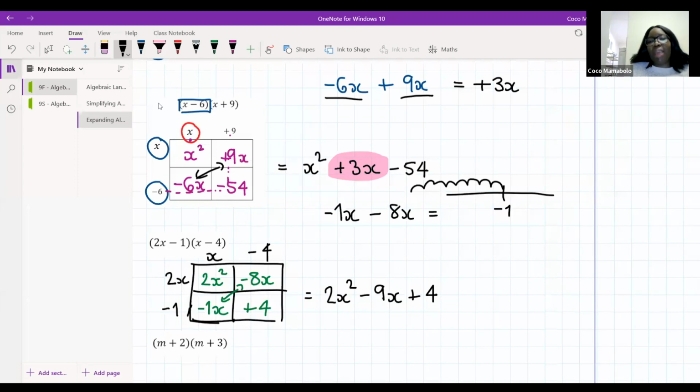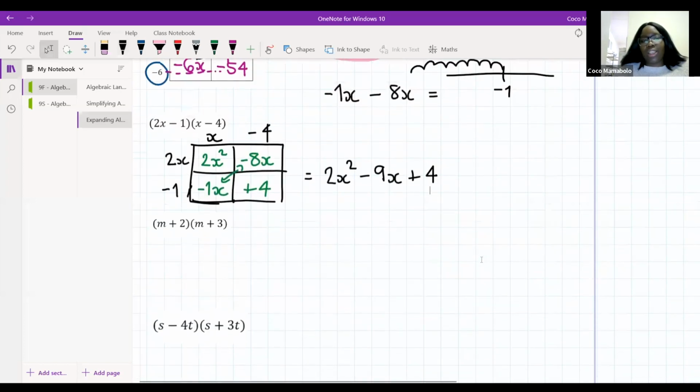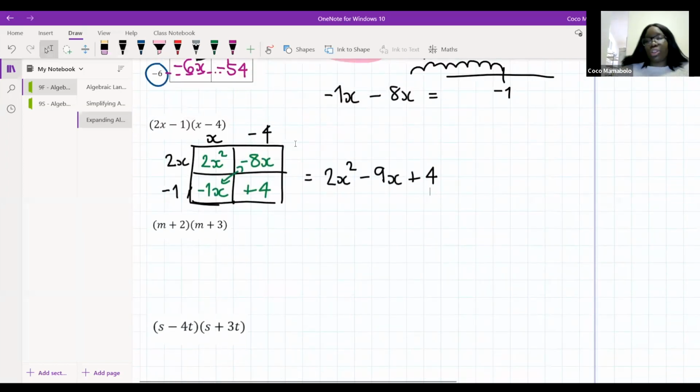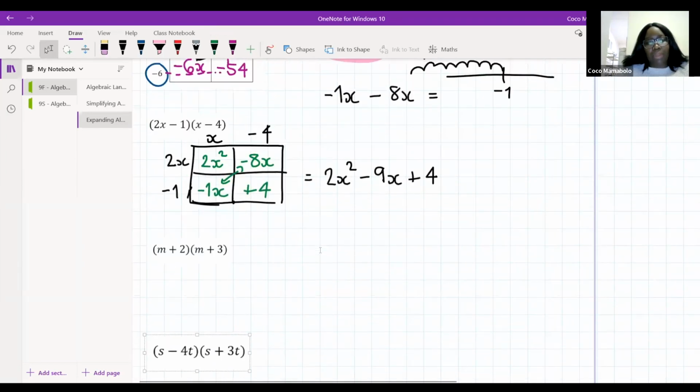All right. I see somebody saying, ma'am, I don't understand. I need you to tell me in the chat exactly what it is you don't understand. We're going to try the FOIL method next, for those of you who might find this one a little bit easier. And it's going to go a lot quicker than having to draw squares. So I'm hoping you guys will stay with me.